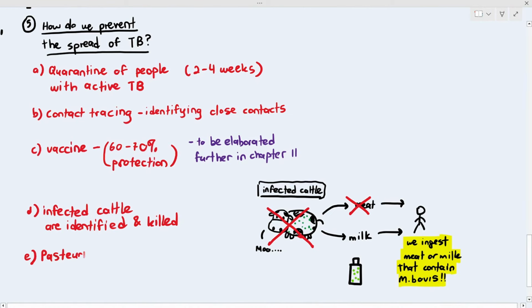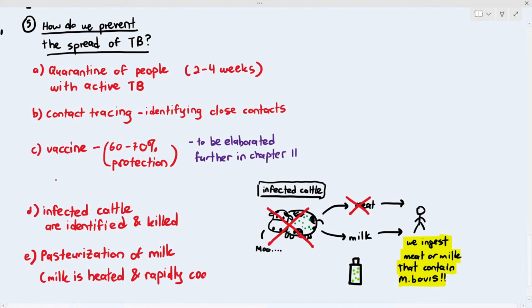Another method is called the pasteurization of milk. You don't have to memorize the process of pasteurization, but what you do to the milk is you heat the milk up and then rapidly cool it down. What this does is, if the milk contains the pathogen, it will be killed due to the high temperature. So even if you were to ingest the milk, it is safe. And this process is known as pasteurization.